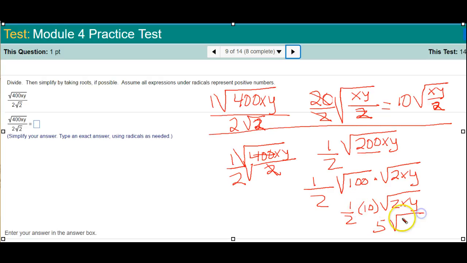The square root of 2xy. I think I'll go with this answer. Let me say that this answer and this answer are equivalent. That's the word I was looking for.